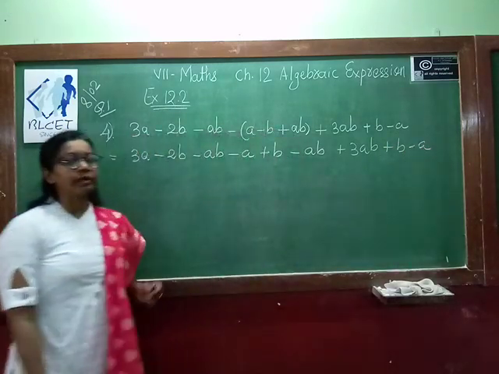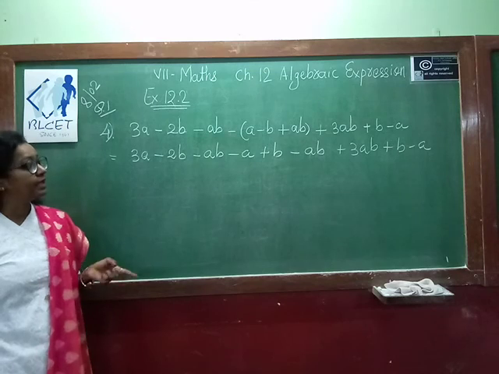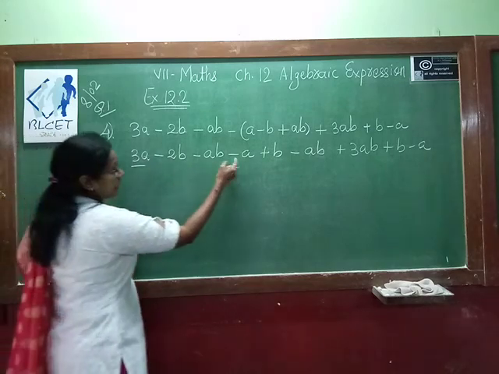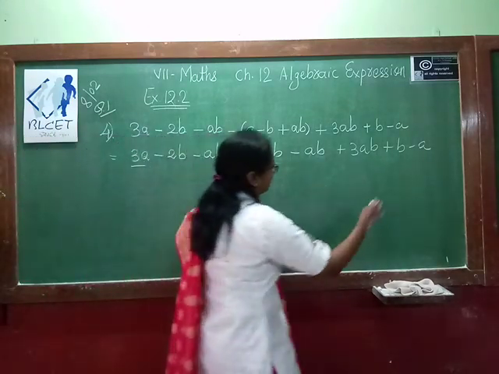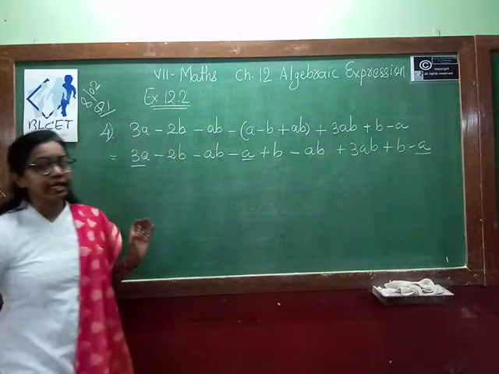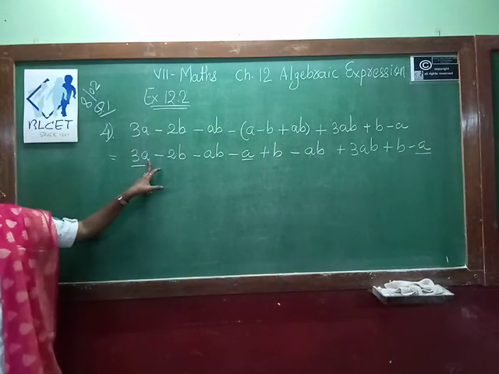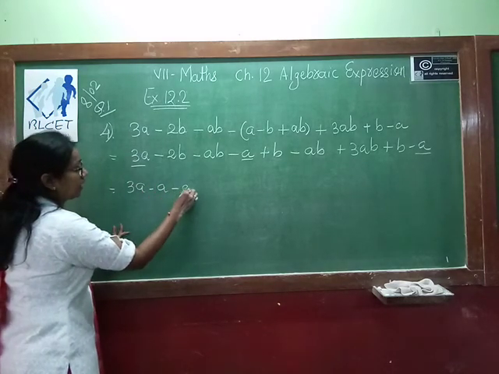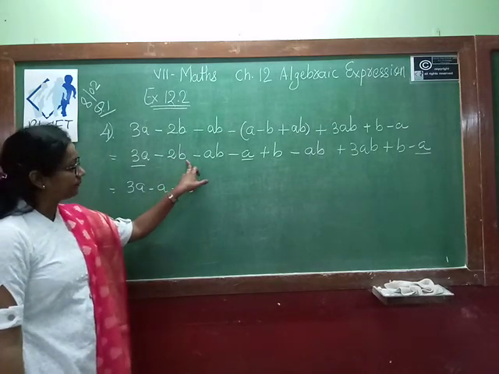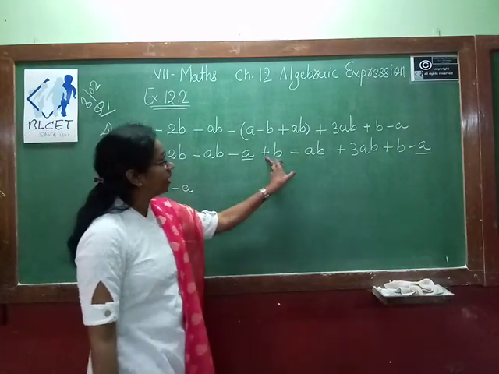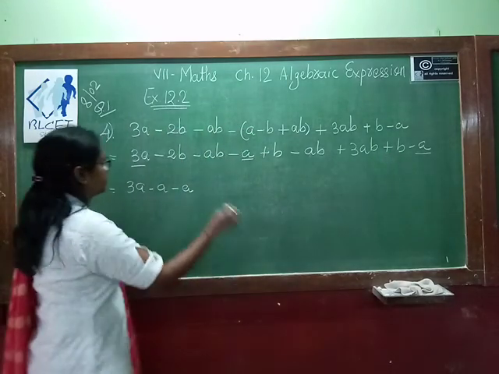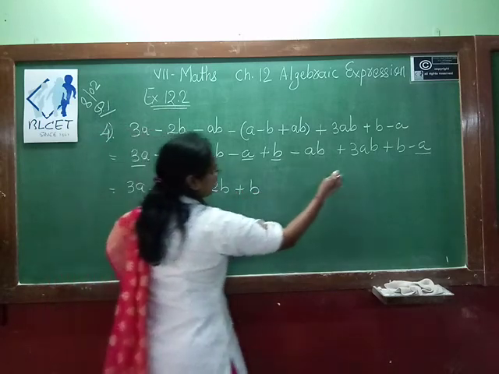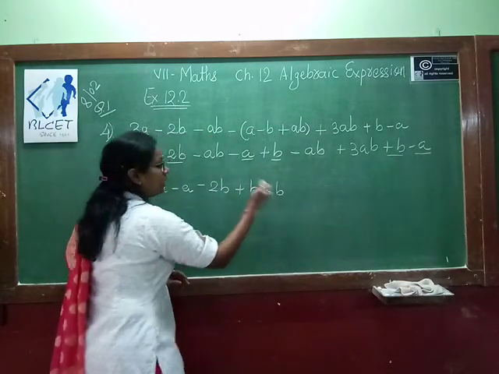After opening the bracket, the next step is to find the like terms. So the first term is 3a, second minus a, then at last we have minus a. Why are they like terms? Because they contain the same variables. So we will write first 3a minus a minus a. Then we see minus 2b plus b and at last plus b. They are like terms. So minus 2b plus b and here at last plus b. So they are like terms.